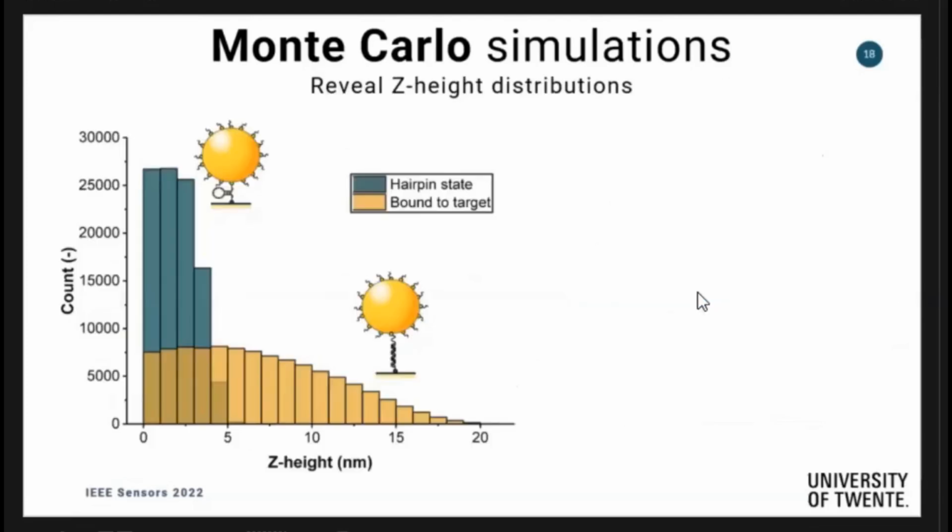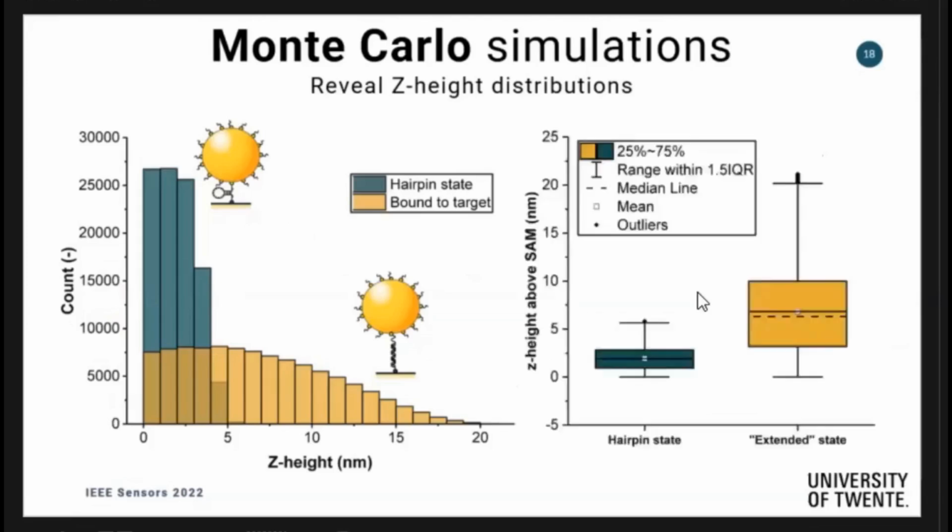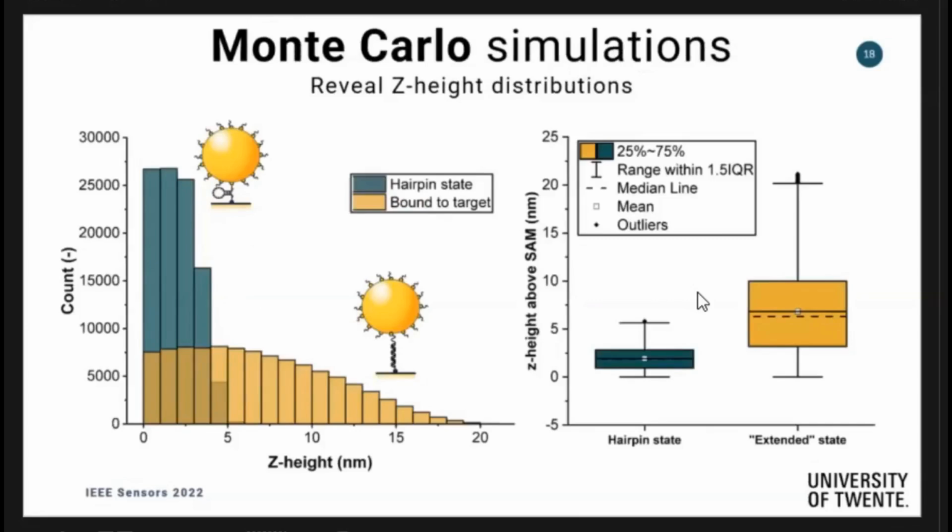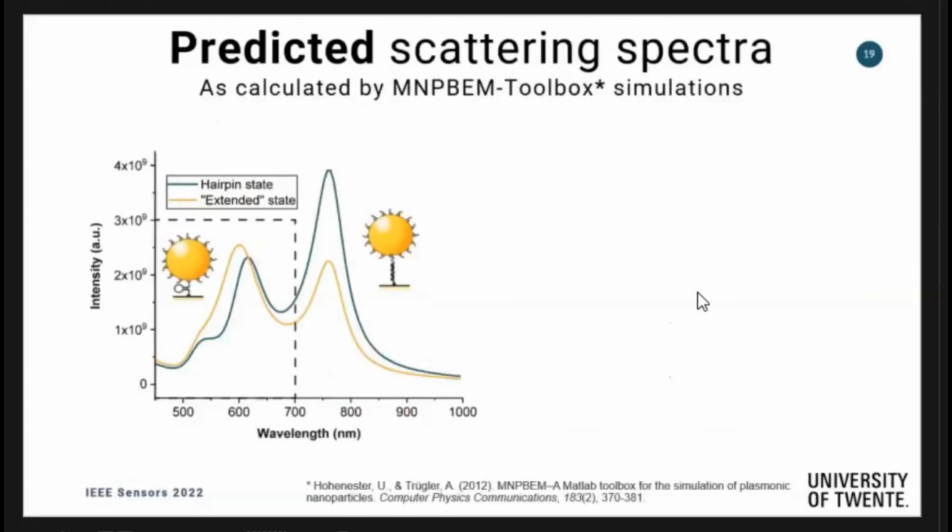We can use this to reveal the Z height distributions. You can see that there is a quite distinct Z height distribution between the extended state and the hairpin state. If we look at the average, you can see that indeed the average Z height differs. So this is good, but this is not what we're observing, because what we actually observe is the change in color. So we added another set of simulations, done with the nanoparticle boundary element toolbox, which is a free toolbox you can just download on the internet. That's always nice. If we couple the information on the nanoparticle to the data we have over here, we can predict the spectra.